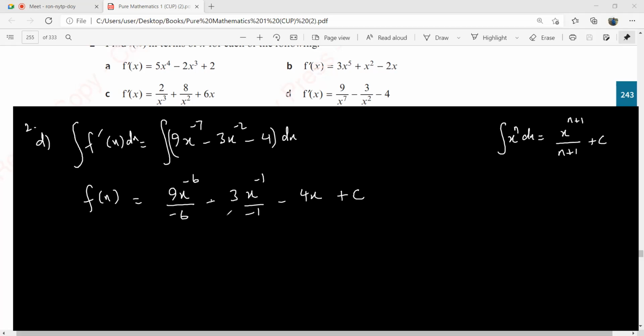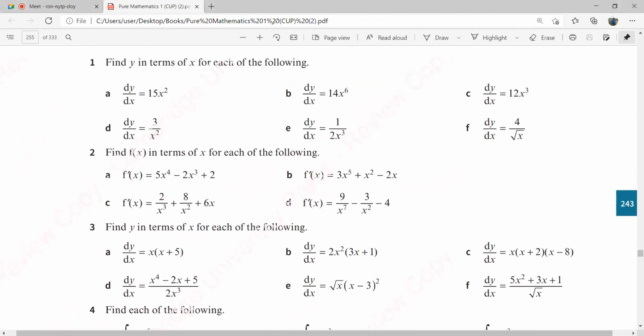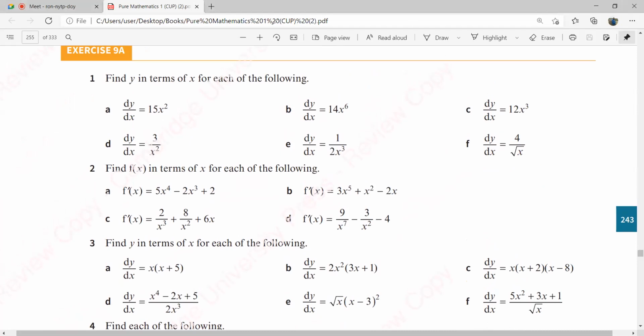Now a bit of simplification here. So this f of x is minus 3 by 2 x raised to the power 6 plus 3 over x minus 4x plus c. Okay, let me give you some time to practice these questions. Play with these parts of the first two questions, and then I'll take you to the third question.